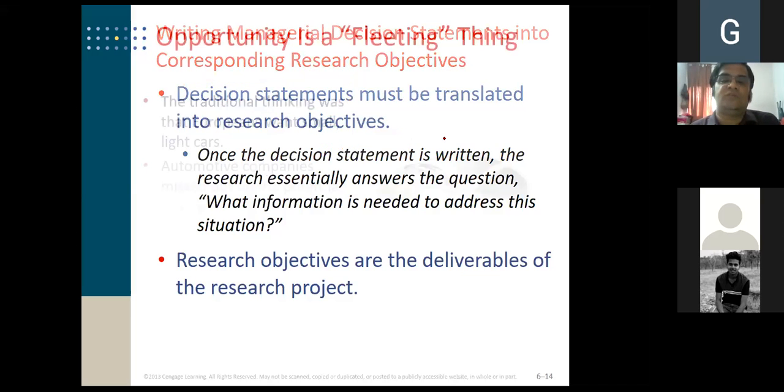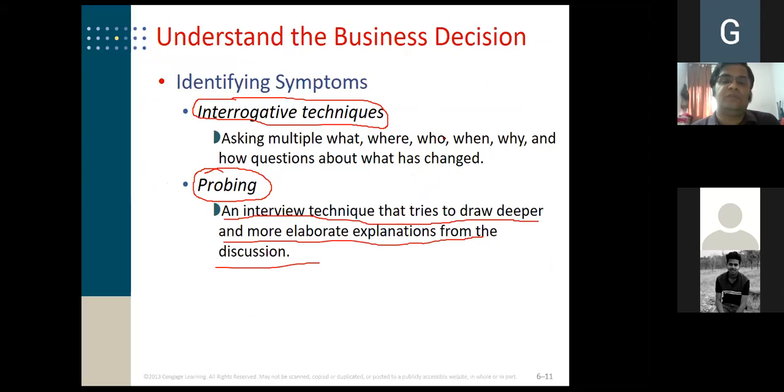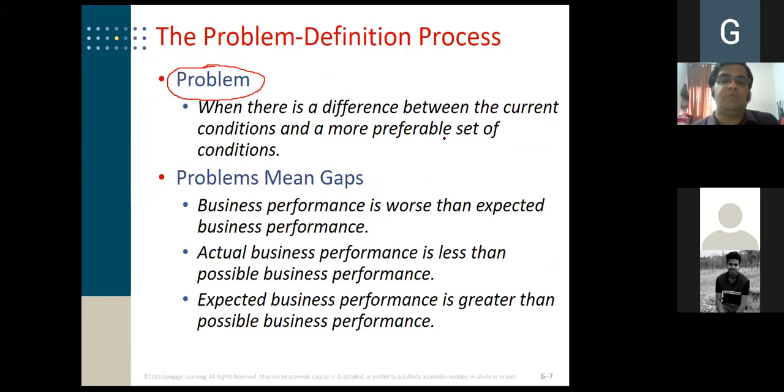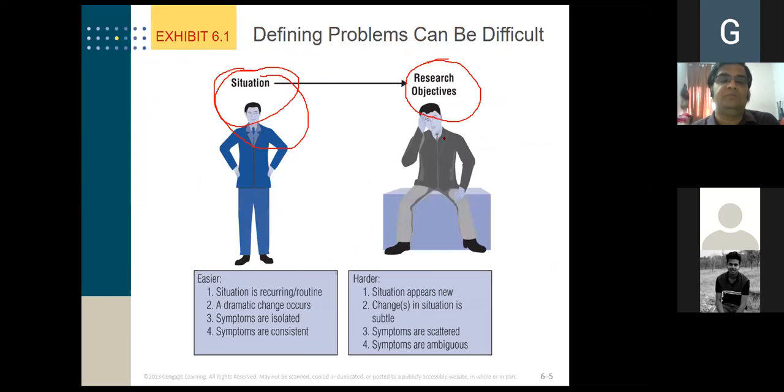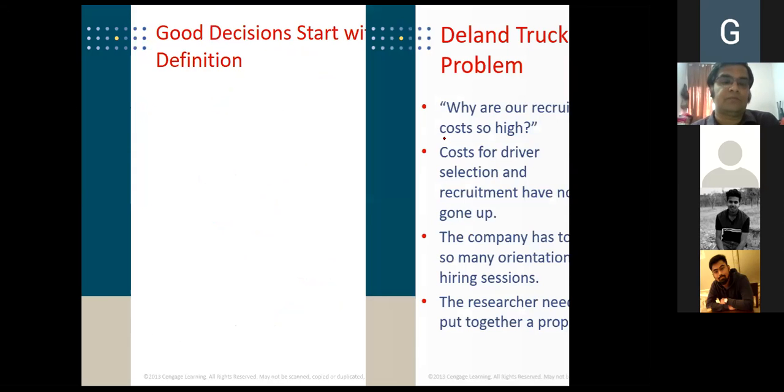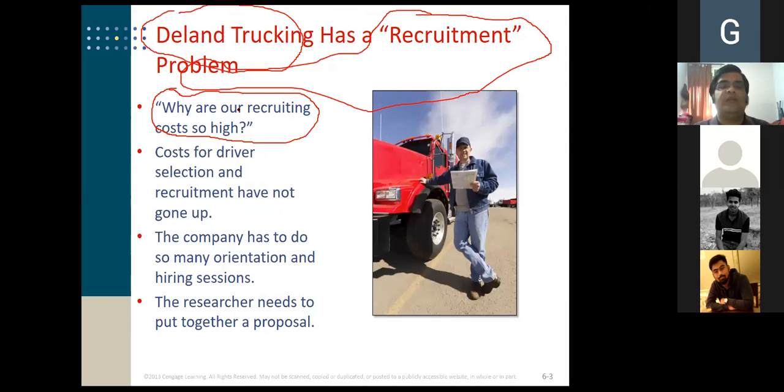If we can go back, we started with this problem. What was my problem in my trucking company? Our recruitment costs are high. This is my symptom. So now let me discuss. Recruitment costs are high. So now why this? This can happen due to many reasons.